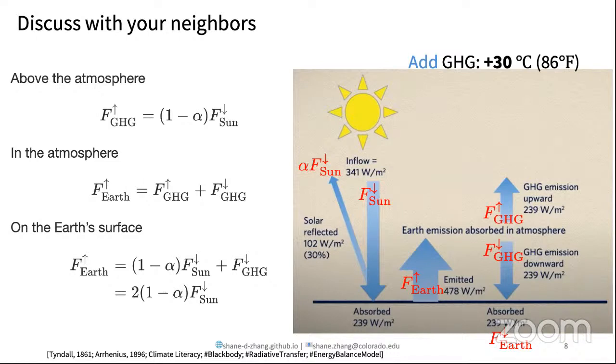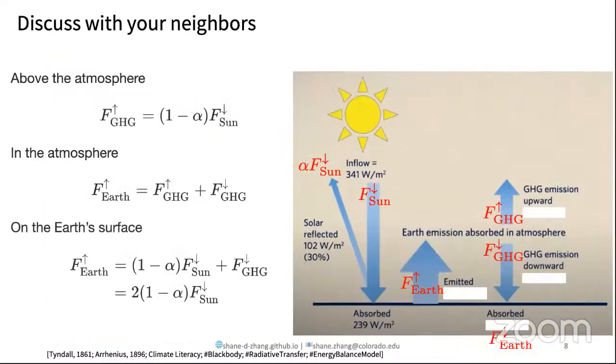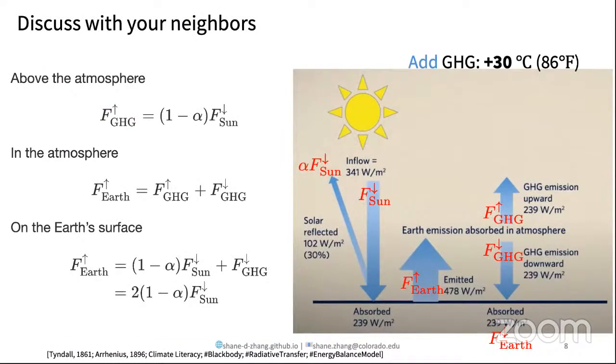This is because we assume all the energy emitted from the Earth is absorbed by greenhouse gases, while in reality, only part of the energy is absorbed. And if we take that into account, as we will show later, the temperature on the surface of the Earth will be pretty close to 15 degrees centigrade. We noted before that without greenhouse gases, the surface temperature of the Earth is minus 18 degrees centigrade. So greenhouse gases make a difference of about 33 degrees centigrade.